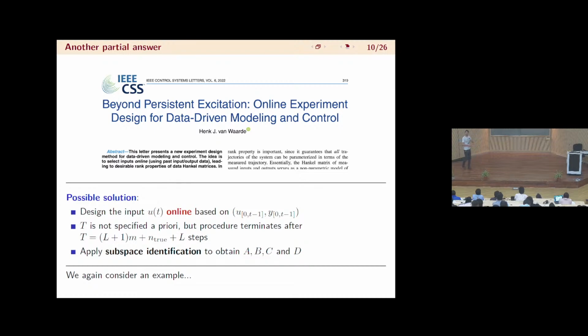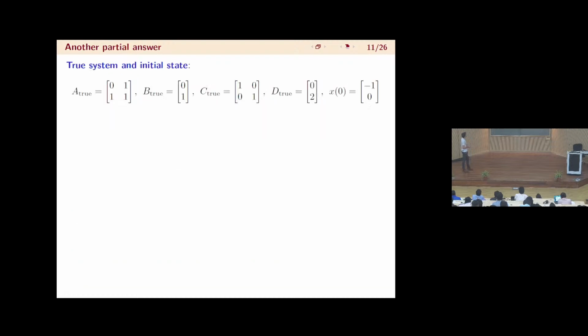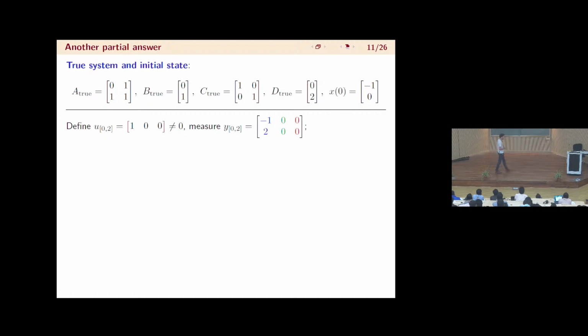Let's consider also an example of this online method. So I study the same system as before, initialized in the same initial condition. Well, it turns out that using that online method, the first 3 inputs you can choose arbitrarily, but not all 0. So I choose them as 1, 0, 0. And we measure the corresponding outputs of the system, like this.